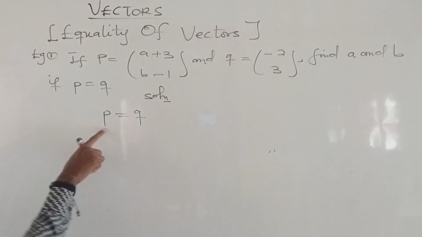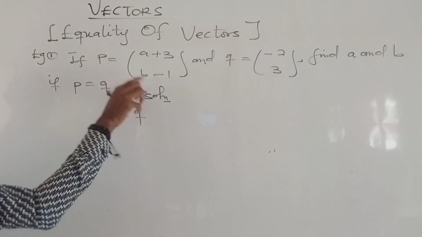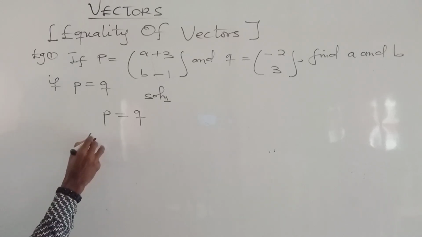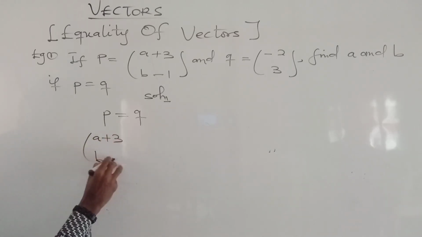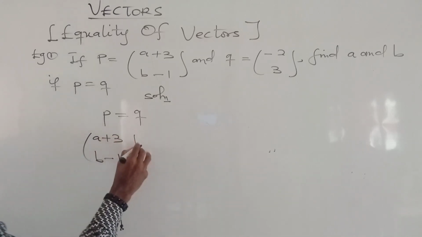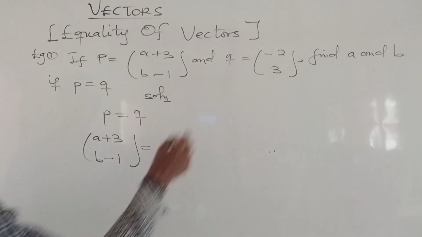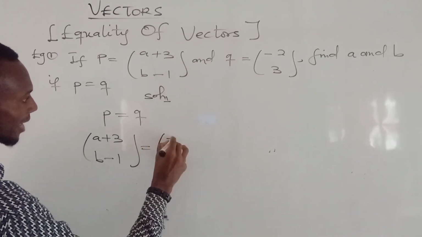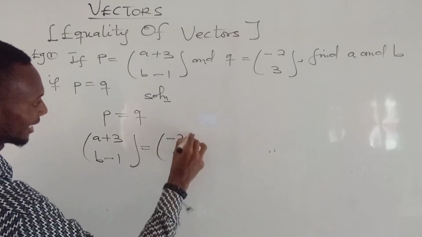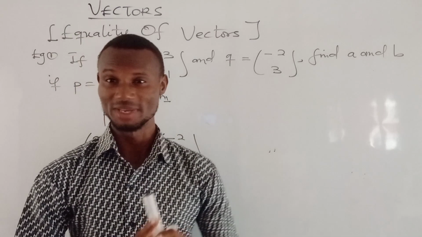Now I have the vector P. It's given to be A plus 3, B minus 1. So in place of the P, I'll put my A plus 3, B minus 1. Then I'll bring my equal sign. The vector Q is given to be minus 2, 3. So in place of the Q, I'll write my minus 2, 3 down. I hope you understand and you agree with me up to this point.